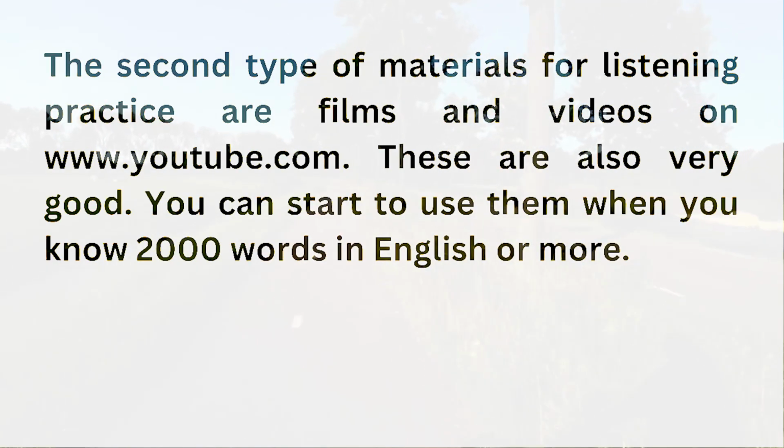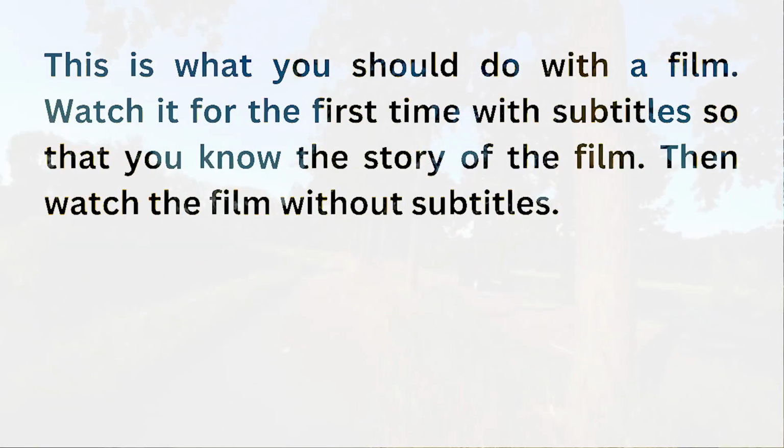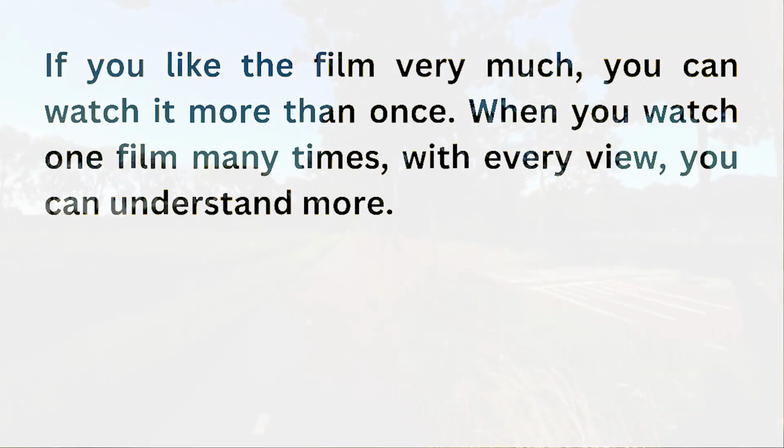The second type of materials for listening practice are films and videos on www.youtube.com. These are also very good. You can start to use them when you know 2,000 words in English or more. This is what you should do with a film. Watch it for the first time with subtitles so that you know the story of the film. Then watch the film without subtitles. If you like the film very much, you can watch it more than once. When you watch one film many times, with every view, you can understand more.